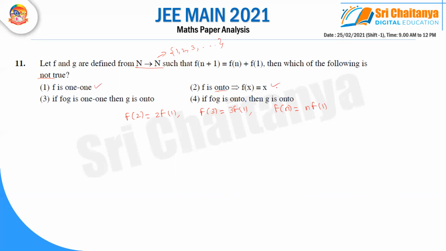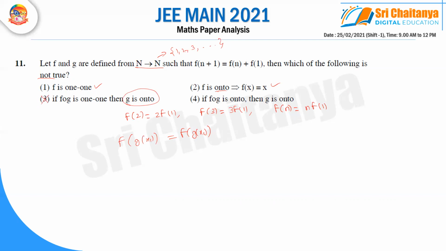Now, if f circle g is 1-1, okay, then g is onto. See, this, we can't say. f circle g is 1-1, it means f of g of x1 equal to f of g of x2. But here there is no condition or there is no relation for the range of g of x. So we can't say this particular statement. So I will say this will be the wrong one.